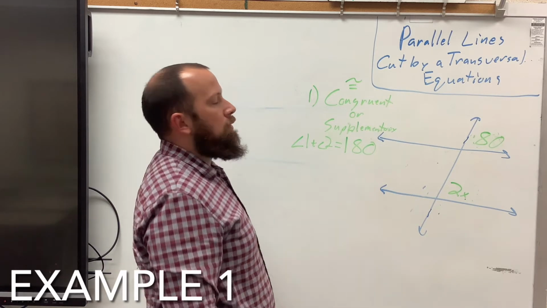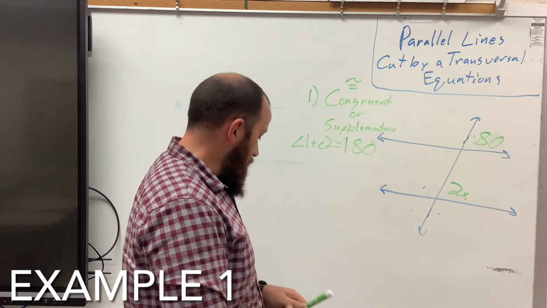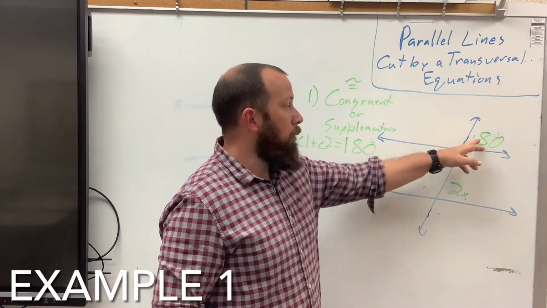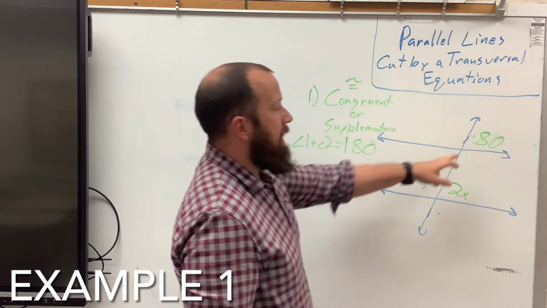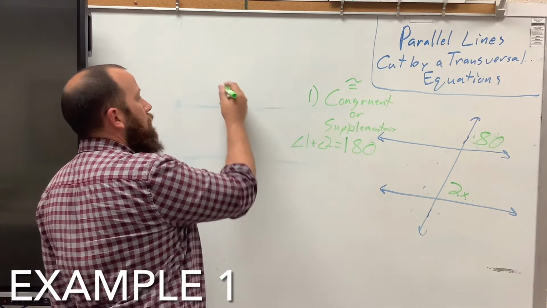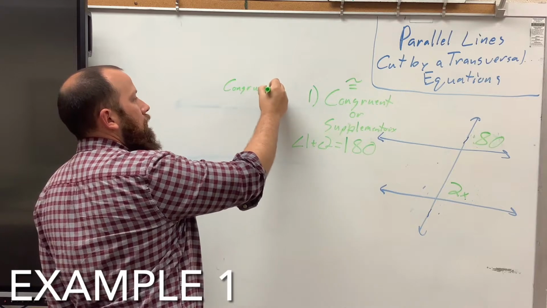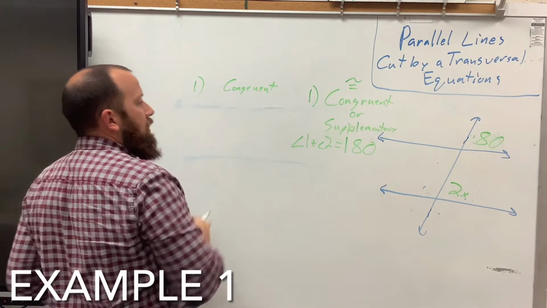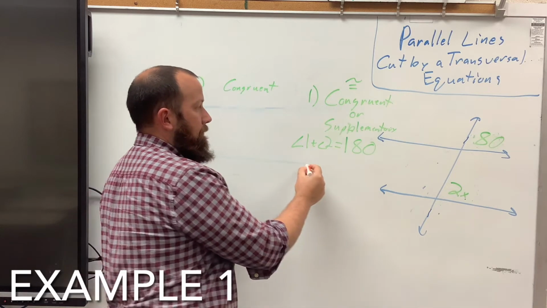To find out which it is, you have to know what type of angle it is. These angles are actually corresponding angles. Corresponding angles are congruent. They are the same angle right there. So now that I know it's congruent, that's my first step. I can write an equation, which is my second step.